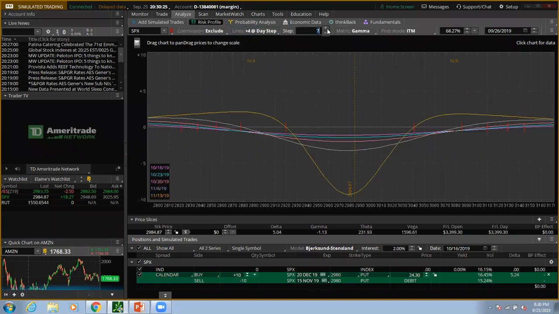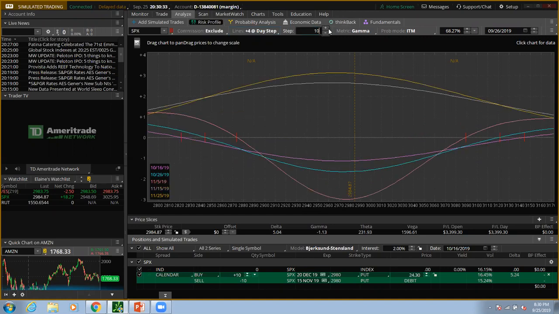Let's make this number a bit bigger. Every 10 days. So what is this telling us here? This is our gamma as we get closer to expiration, expiration being November 25th. I don't know what this is telling us really. Can you explain that?